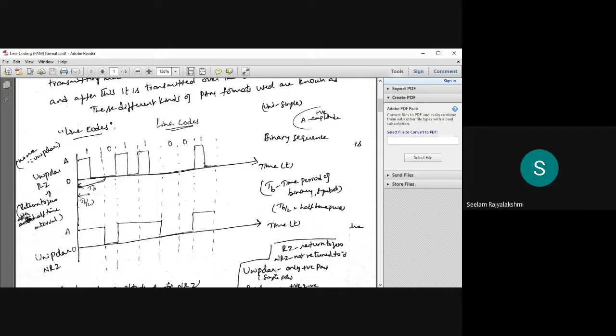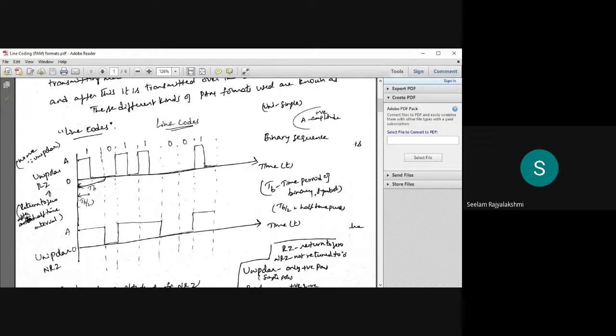Here we can see the pulse. Again, it goes to this amplitude A. Again, here we have two zeros, so the pulse returns to 0, and here again 0. So it goes on, and again it goes to the A value here. Again it returns to 0. So this is the unipolar return to 0.